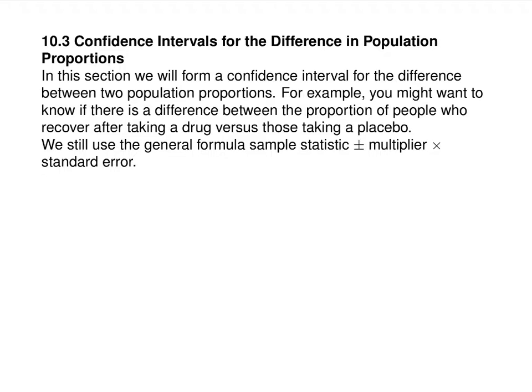So the notation for this from before is P1 minus P2 if you know the true proportions, or P1 hat minus P2 hat if you have estimates of the proportions. But the point is there are two separate groups which meet different criteria, say they're Republican or not, or have had something different done to them, taken a drug or placebo. And we're still going to use the general formula for confidence intervals, which is the sample statistic plus or minus our multiplier times the standard error.